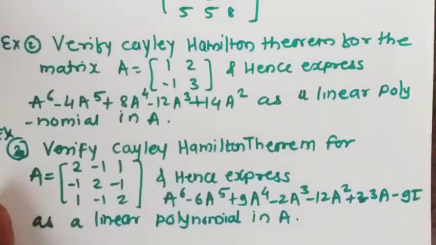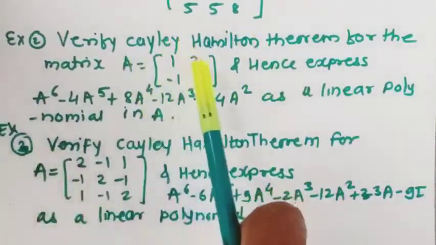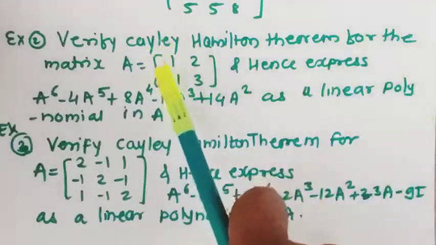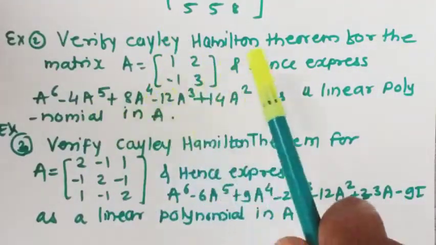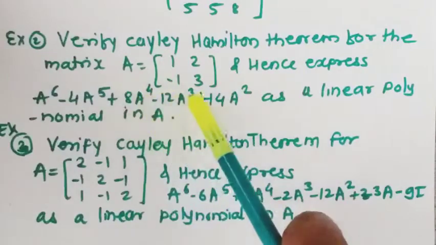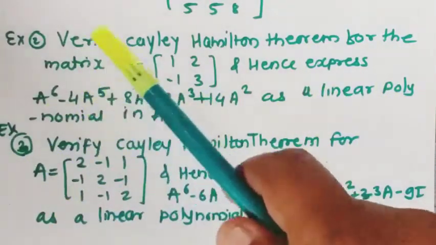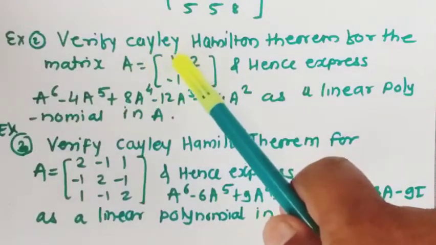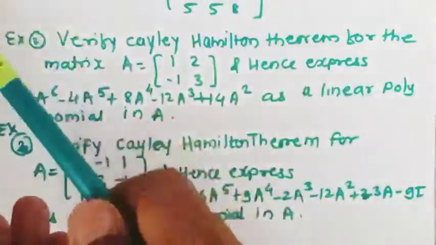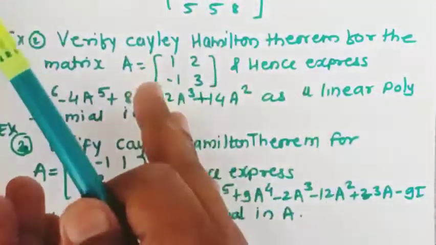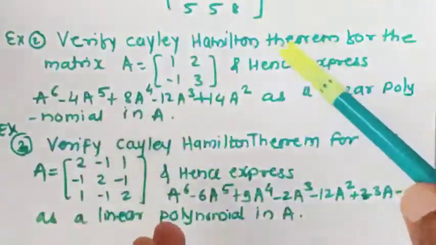There are 2 examples I am leaving for you. Verify Cayley-Hamilton theorem for the matrix A. This is just a 2 by 2 matrix. Hence express this expression as a linear polynomial in A. So very first we are going to verify this theorem. For verification you need to verify the Cayley-Hamilton theorem's left hand side, and we have to show that it is equal to the right hand side, 0.